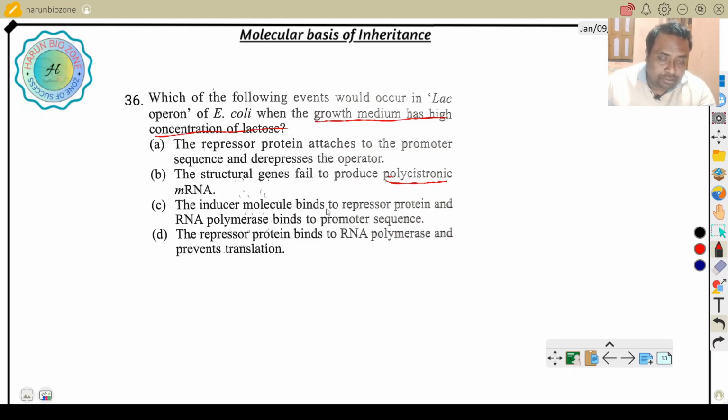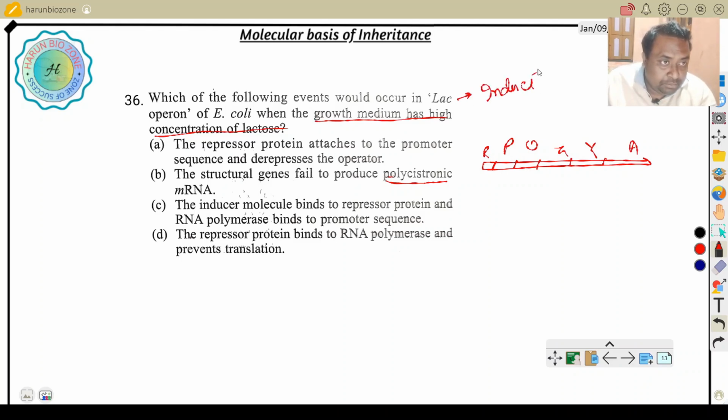The inducer molecule binds to the repressor protein and RNA polymerase binds to the promoter sequence. The repressor protein binds to RNA polymerase. Suppose this is the lac operon model. Here is the repressor protein, promoter region, operator region, this is Z, this is Y, and this is A. Clear? So lactose is an inducible operon.